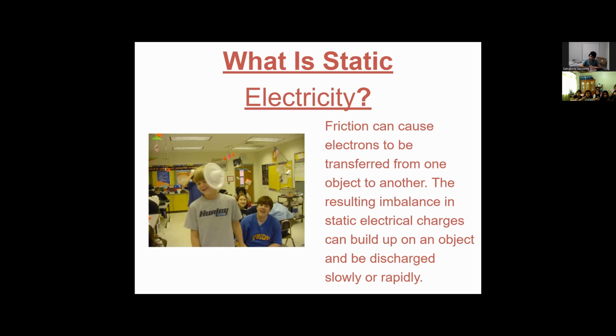Like it says, the resulting imbalance is going to be built up, and there can be discharges, whenever you feel zapped or whatever it may be. On a bigger scale, it can be like with lightning. There can be discharge slowly or rapidly. If it's on a big scale, like with the clouds, you're going to have big lightning strikes, and you're going to see that in a second.